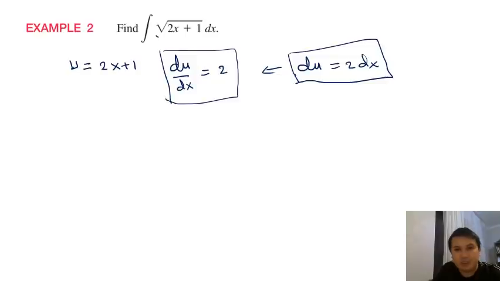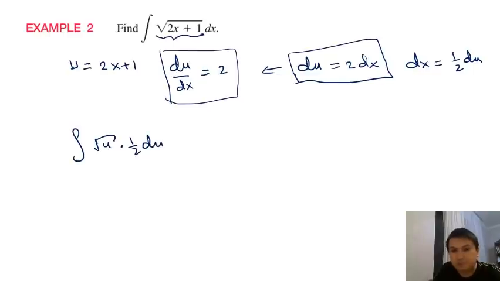Then let's see what happens. I have this expression right here. What is inside the square root? It is u, so this is the square root of u. And then what is dx? From here you solve for dx: dx is 1 over 2 times du. So we multiply here by 1 over 2 du.